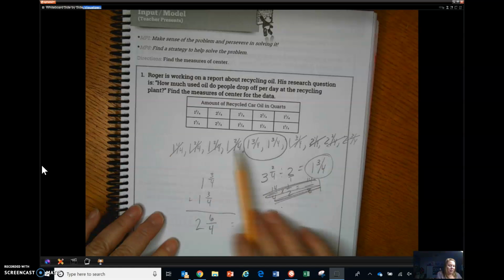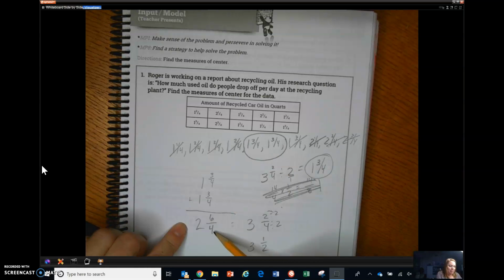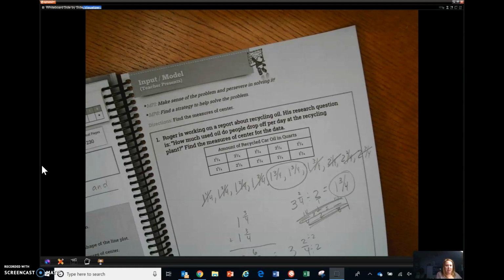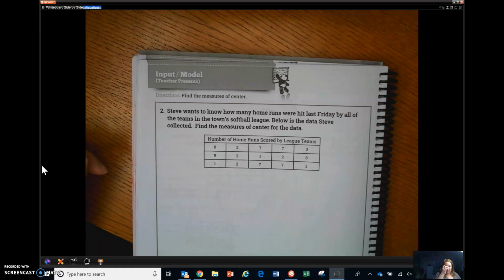Don't worry if you don't know how to do these two. Basically you're just adding them up and dividing by 2. We'll do another one that is a fraction, and hopefully I'll have time to do it. Remember, this is just my input model. You don't have to do that one. All right, now we have whole numbers. It'll be much easier.